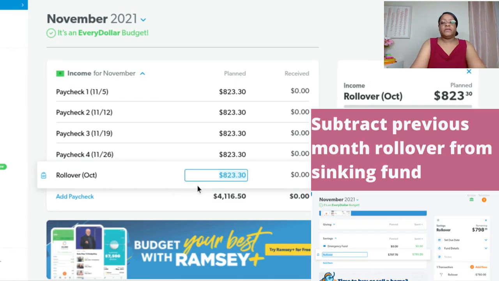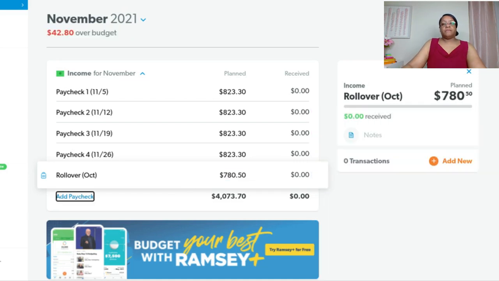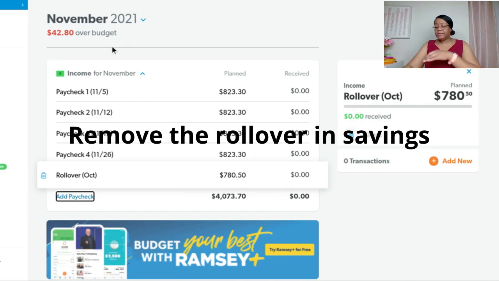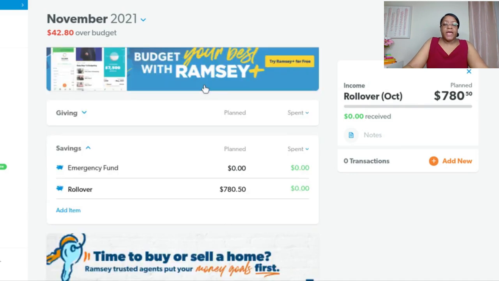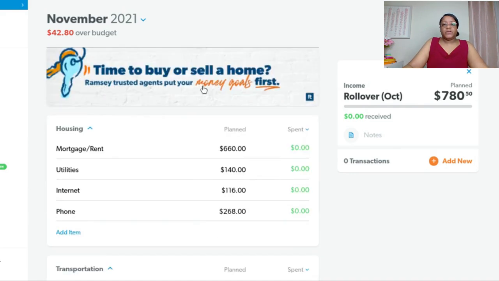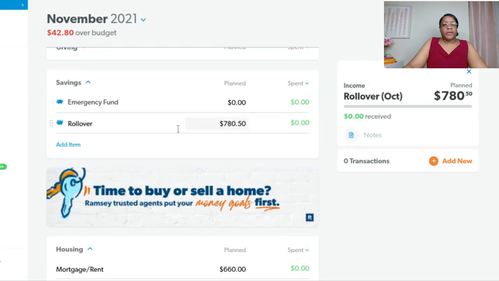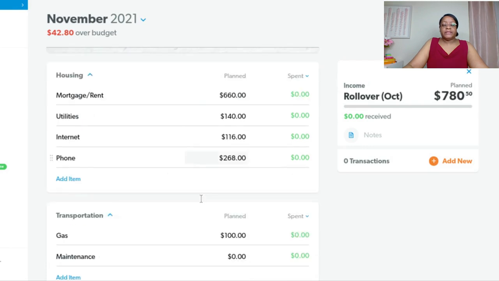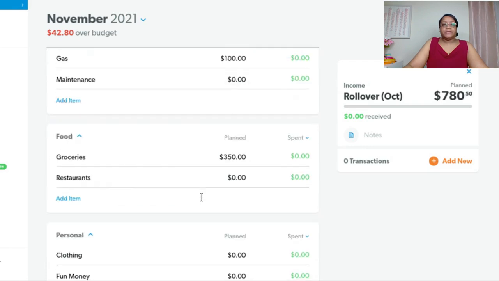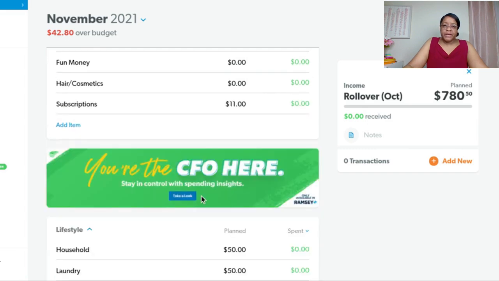And that's going to be the $780. Is it 780.50? And so you'll see how my income now is $4,073.70 and how I'm $42.80 over budget. And that means in the expenses area, since we count this as income, we're going to pay our rent out of that. I would have to go through here and find, okay, I need to cut $42.80 from my budget.